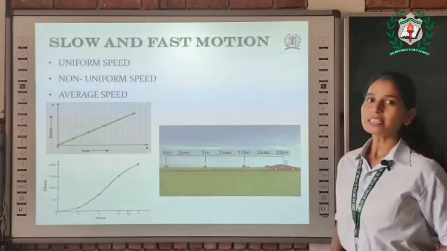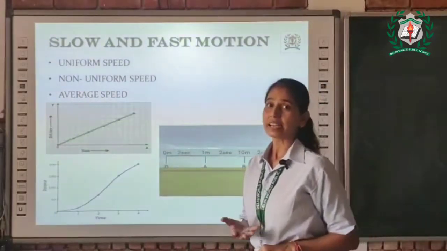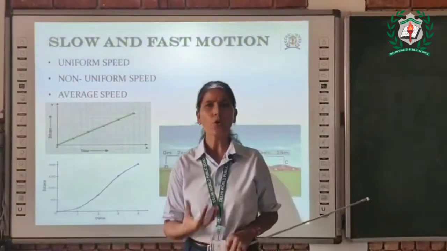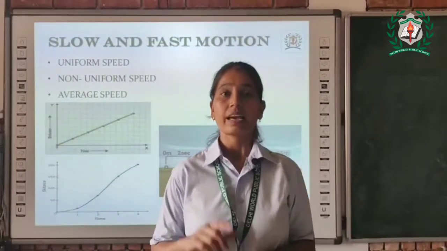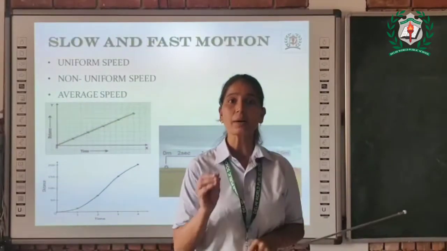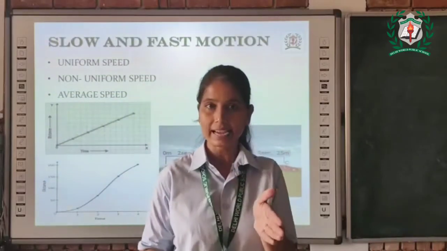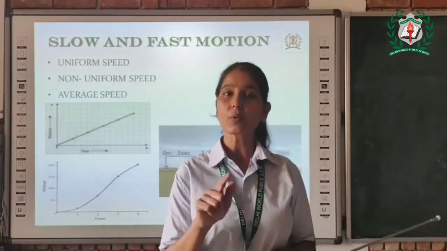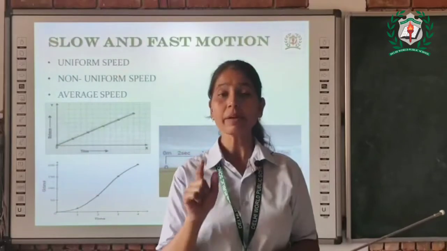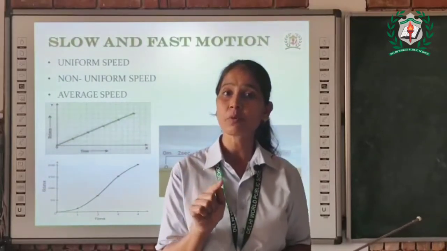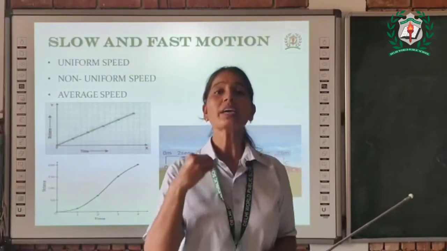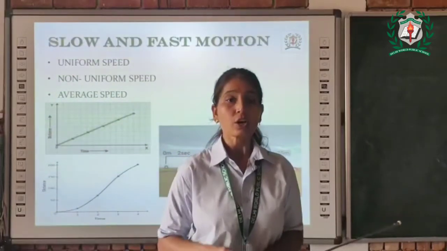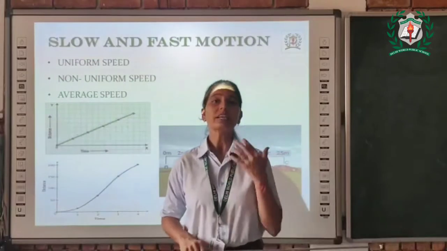Slow and fast motion. How can we decide whether our motion is slow or fast? Let me tell you. If one object covers a particular distance in less time and another object covers the same distance in more time, then the first object is said to be moving fast, while the second object is said to be moving slow.